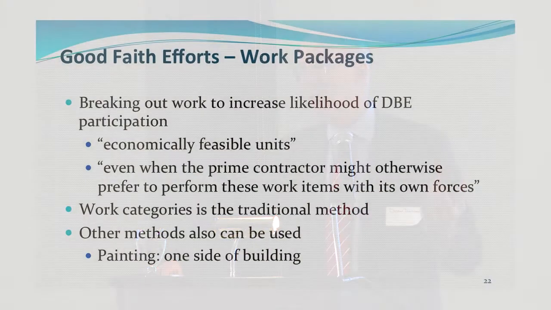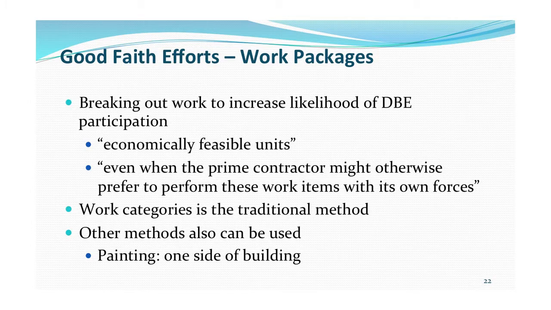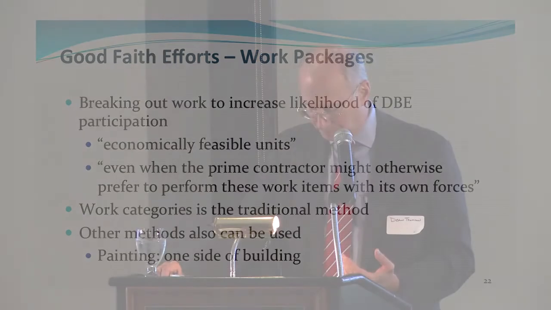Now, you can do this by normal work categories under the divisions, or you can break those divisions up. To take an example of your painting, you can offer one side of the building to a DBE to do, not all 3. I had a case once where a DBE subcontractor submitted a price for the import and export of materials. The price really was too high, but he broke it out so that his import part of the price was relatively low.